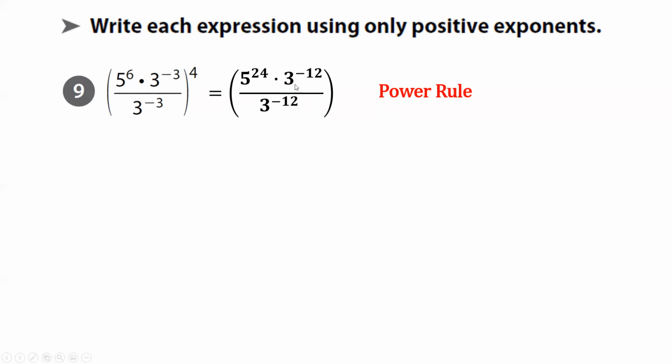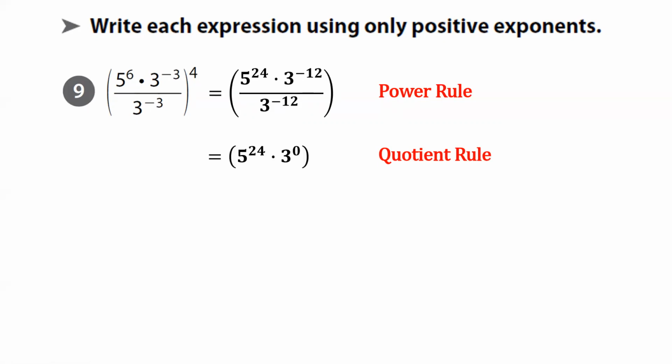Once again, I have the same base and they're dividing. A 3 and a 3 are being divided here. So I'm going to use the quotient rule. A negative 12 take away a negative 12 is the same thing as a negative 12 plus a 12. That will give me 0. Negative 12 plus 12 is 0.